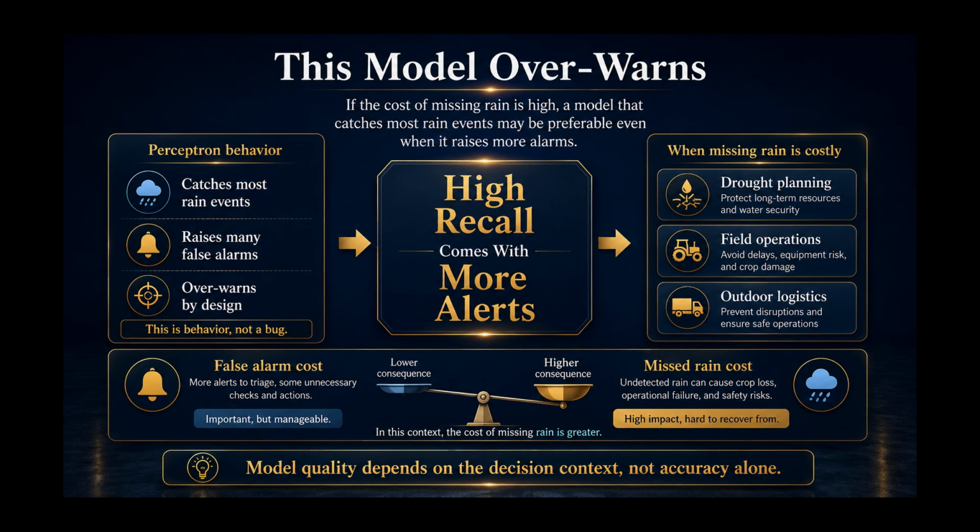This is a model that overwarns. In some contexts, that may be acceptable. If the cost of missing rain is high, such as drought planning, field operations, or outdoor logistics, a model that catches most rain events may be preferable, even if it raises more alarms.